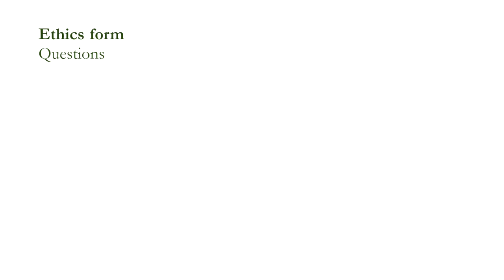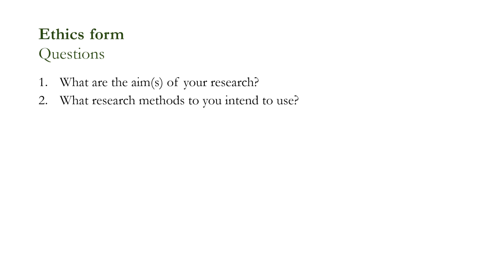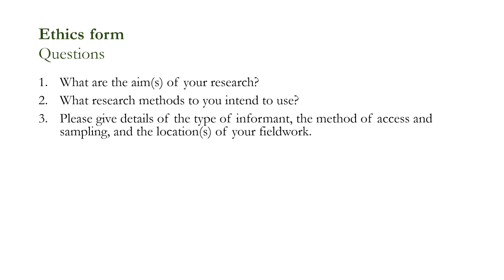So these are the questions on the ethics form that you'll be required to fill out. The ethics form itself is available on the school intranet, the university intranet, so you should be able to find a copy online quite easily. The questions that you'll be asked include: what are the aims of your research? What research methods do you intend to use? And you'll also be asked to give details of the type of informant, the method of access and sampling, and the locations of your fieldwork as well.